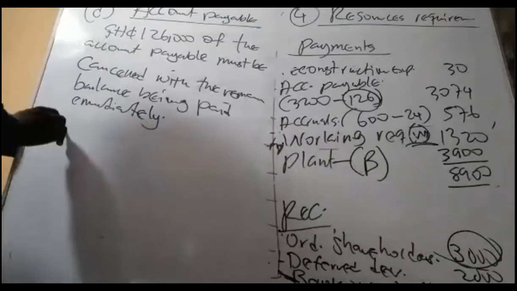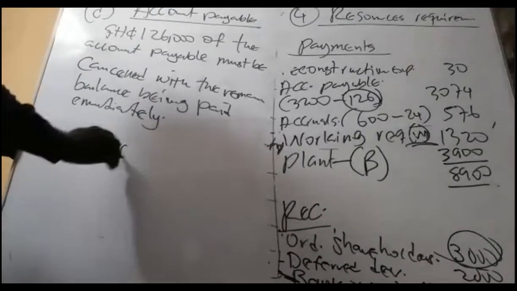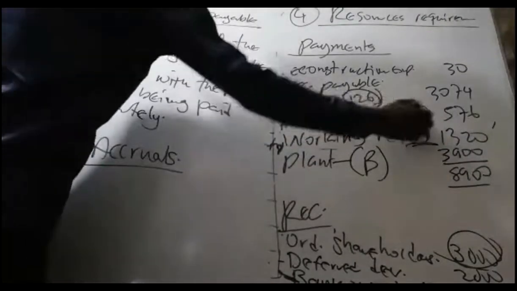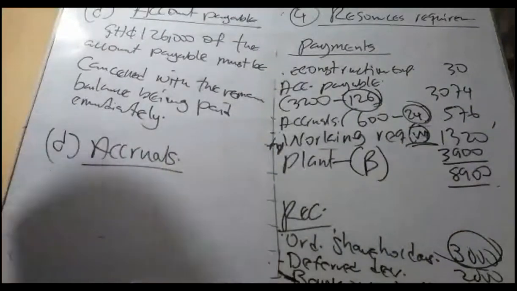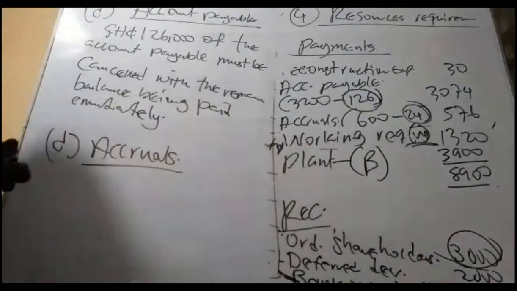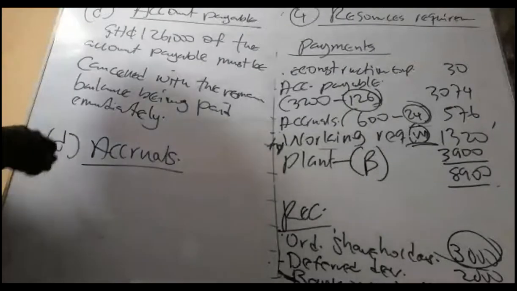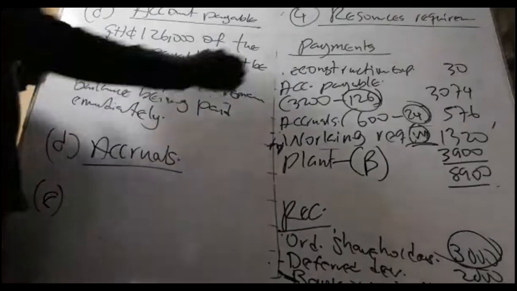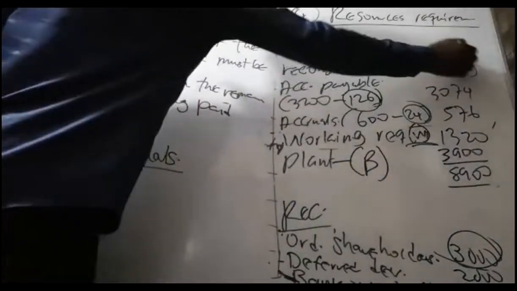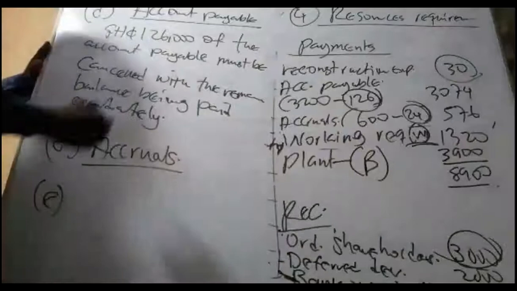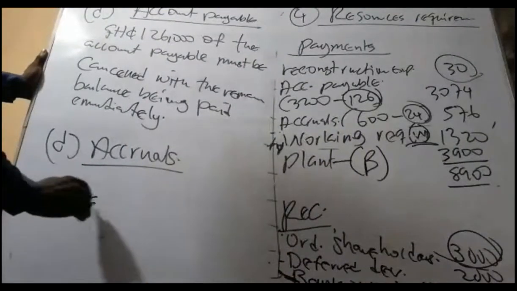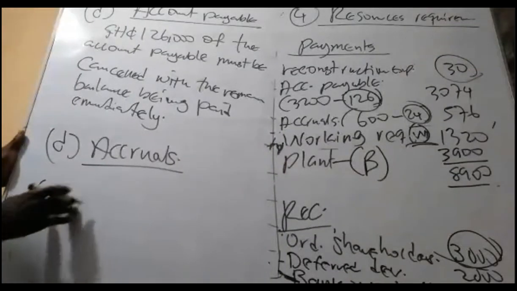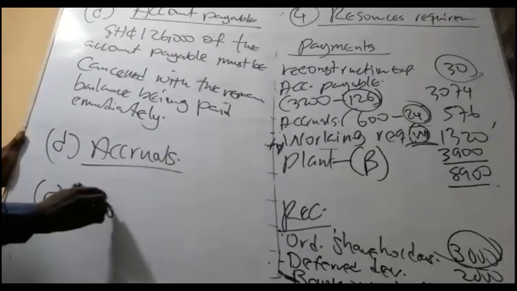So the same thing will apply for accruals. The same story will go to accruals. Accruals 2, 24,000 must be cancelled with the remaining balance being paid what? Immediately. So accruals, the same show. So then we go to the fifth one. Have you seen there's reconstruction expenses here, right? Which is what? 30. So write it. Reconstruction expenses will amount to 30,000 cedis. Just recopy from the question.